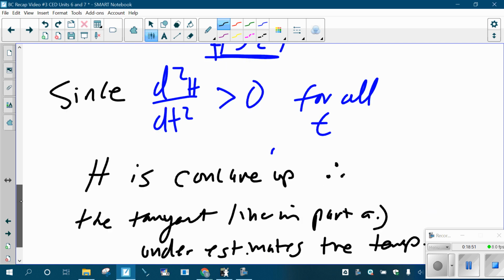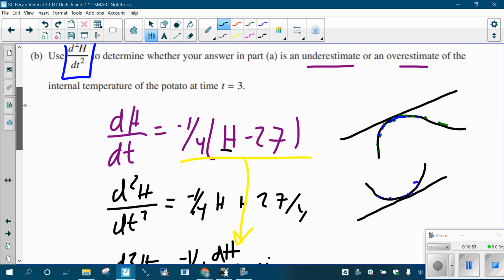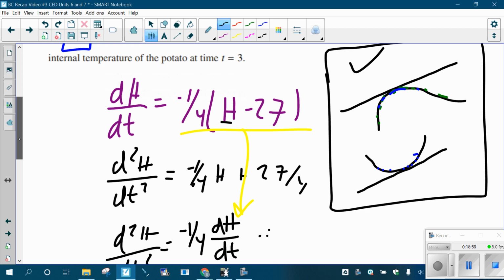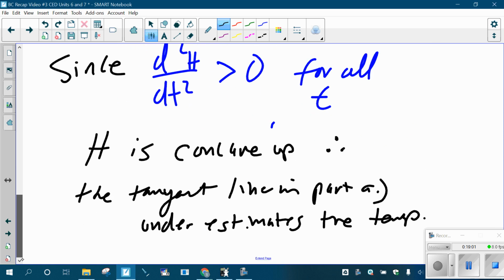Okay, you don't need to explain this picture. You don't need to draw this. This is personal. This is like a thing to help you remember which way it works. It's a calculus fact that if it's concave up, the tangent line under approximates. Okay, so you can just say that.